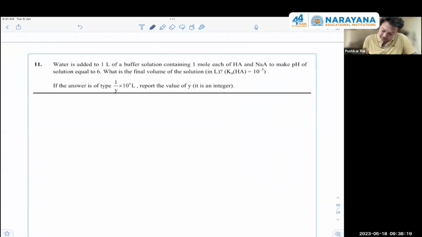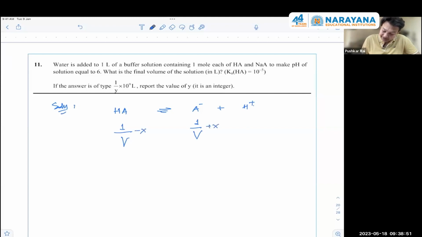Once again, there is HA dissociating into A negative plus H plus. And that is a buffer solution. 1 mole each of HA and NaA was taken. So that was initially 1 and that was also initially 1. Suppose I have added V liters of water into this one. V liters of water is added. We'll write here minus X, write here plus X, and here plus X.